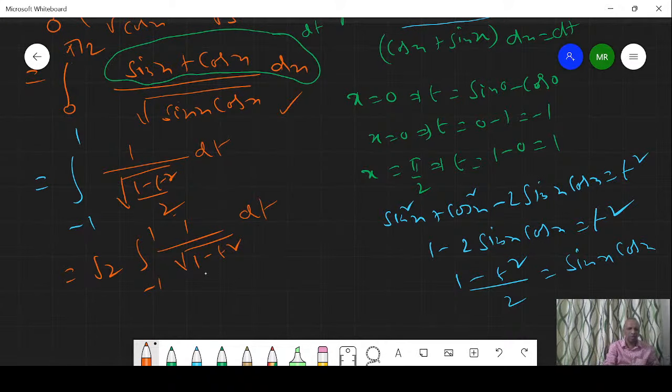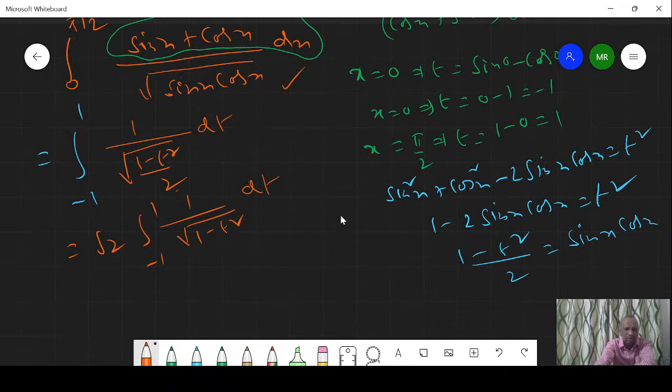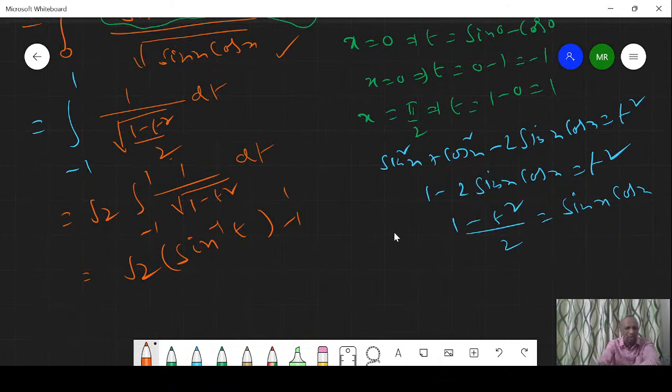Substitute here. This is 1 by root of a square minus x square, which is sin inverse t. So I can find now sin inverse t. Correct? You will get root 2 into sin inverse t, with limits minus 1 to 1. Now you can apply the limits minus 1 to 1.